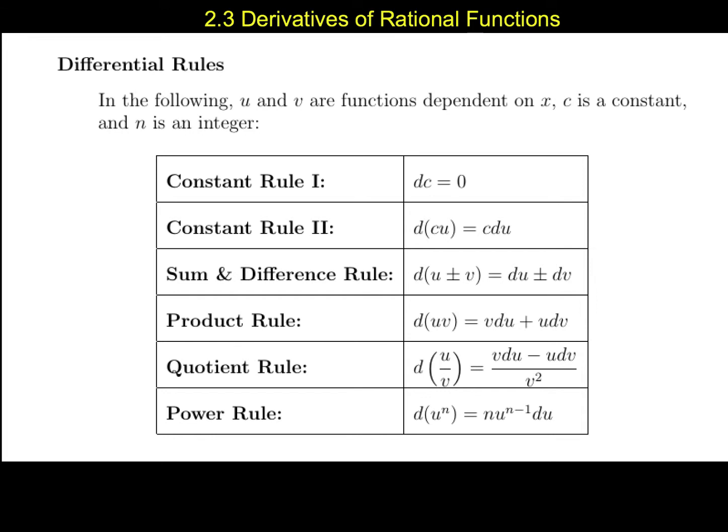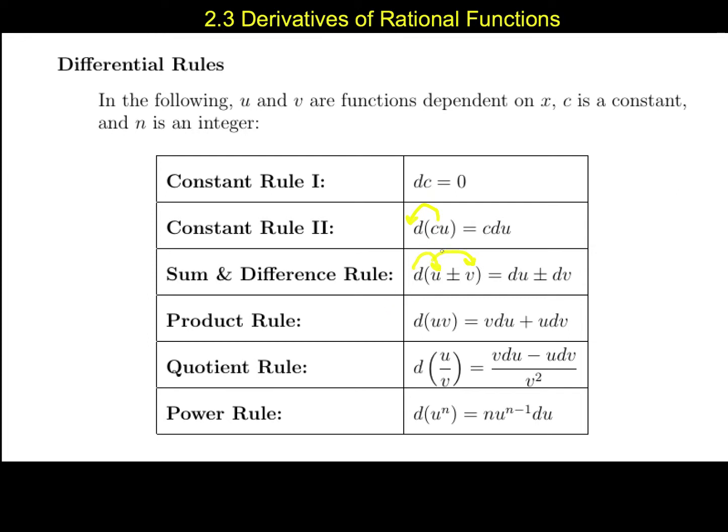So these are our 6 rules. We have our constant rule that the derivative of any constant is 0. We have that if we take the derivative of a constant or the differential of a constant times a function, that constant can factor out. We have that the derivative of the sum or difference of 2 functions is the sum and the difference of their differentials. So in this case, you can think that the differential distributes across addition and subtraction.